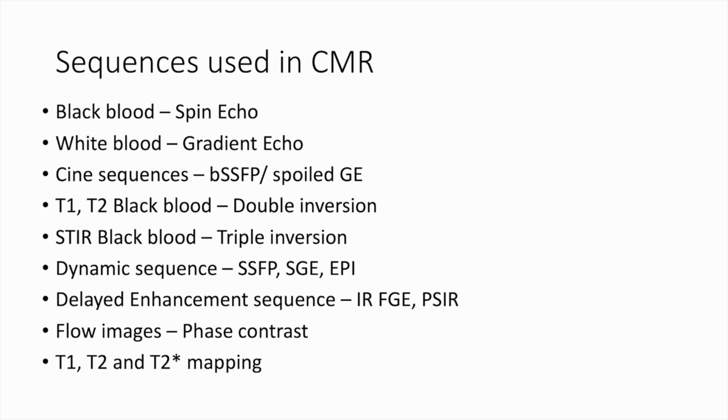The dynamic perfusion sequence uses a hybrid EPI technique to obtain images most of the time. The SSFP and spoiled gradient echo images can also be used for obtaining dynamic sequence. The delayed enhancement images are obtained using a fast gradient echo sequence with phase-sensitive inversion recovery. The flow images use a phase contrast for velocity and volume data. The T1, T2 and T2 star mapping images are parametric pixel level mapping techniques which are dealt with in separate talks.